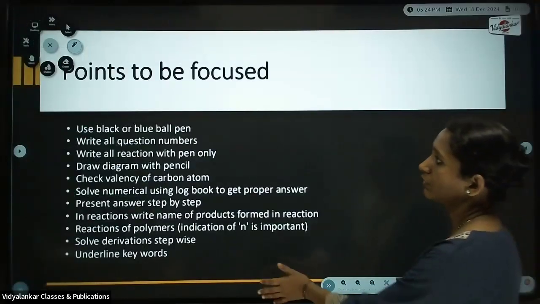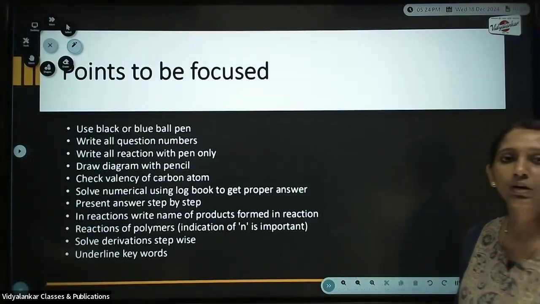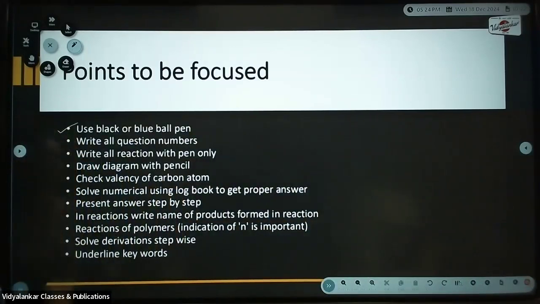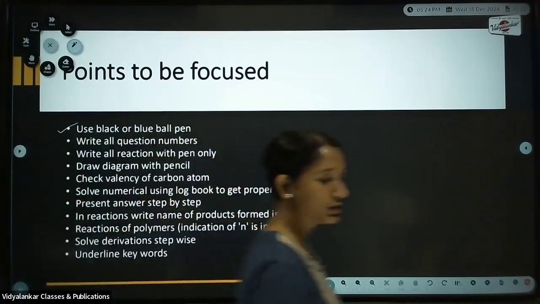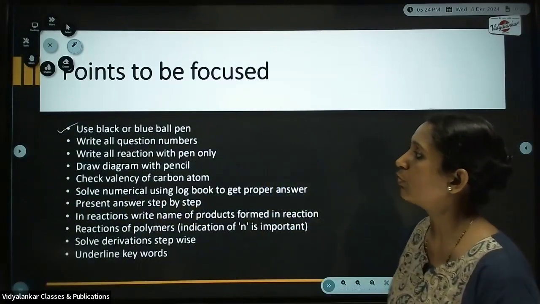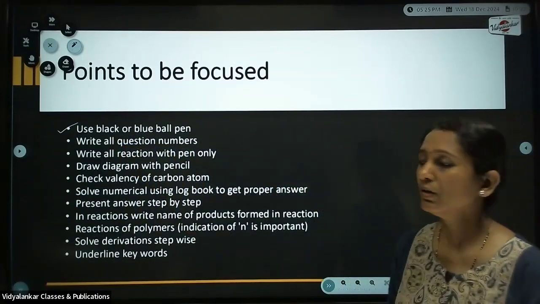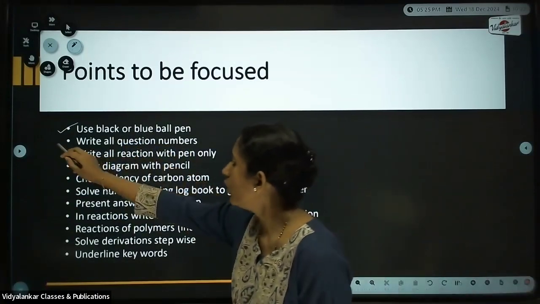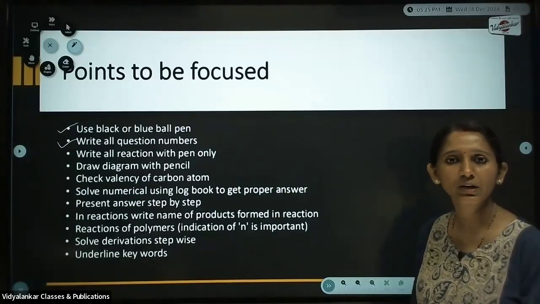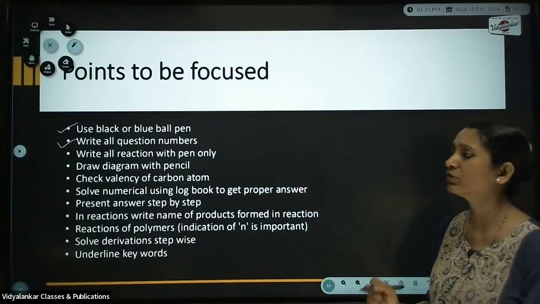Now, these are very important points which you need to focus on. Always write the paper with a black or blue ball pen. Do not use any gel pen. Please use a ball pen and no other color, only black or blue ball pen. Then write all the question numbers. Though you are not writing the answer for that question, indicate each question number in your answer sheet.